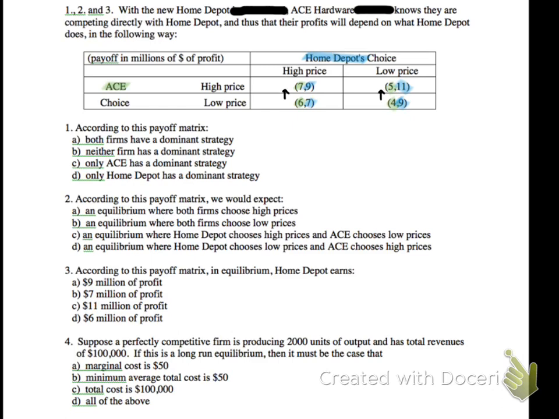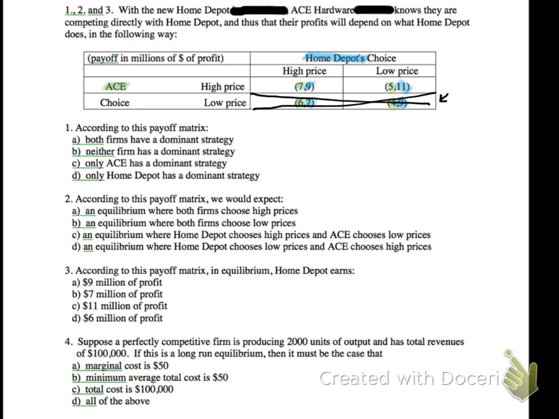So since 5 and 7 are both larger than the previous options for lowering their price, that means it is a dominant strategy to have high price. Dominant means it's better. What is dominated, in the verb past tense, is what you don't want, is these choices here. So no matter what, Ace Hardware is going to probably raise their prices or have a high price. Remember, you don't want to be dominated, you want to be dominant. So this is a dominant strategy for Ace Hardware, and this is a dominated strategy.